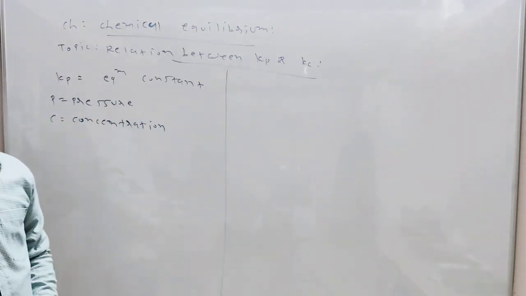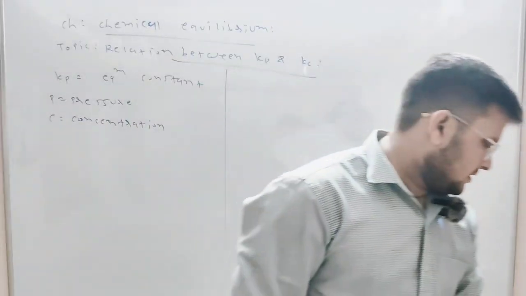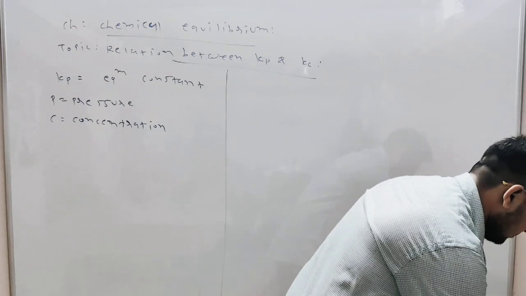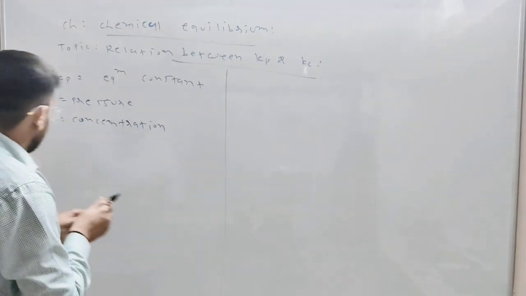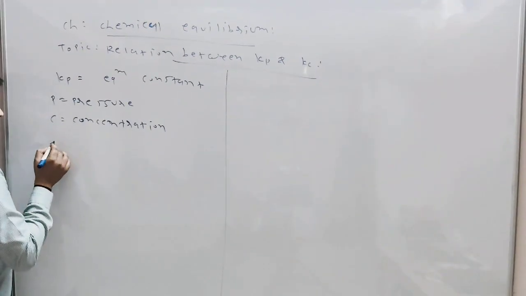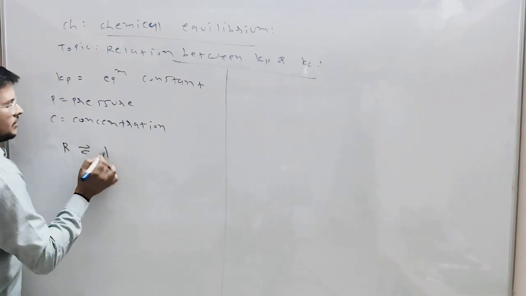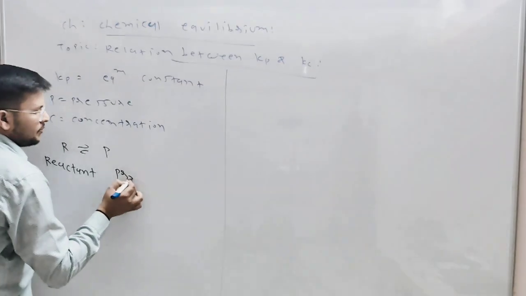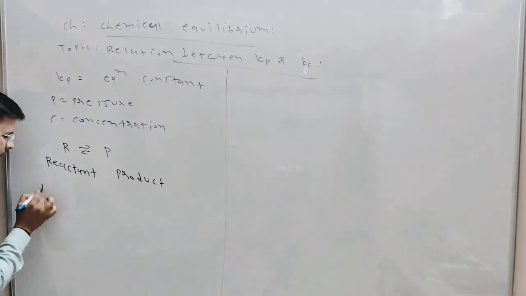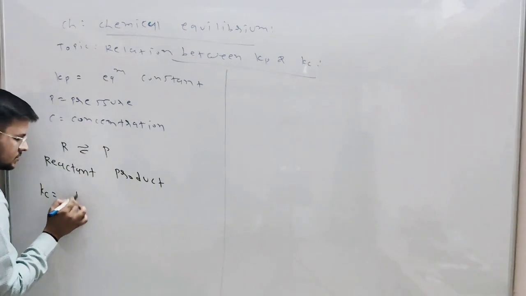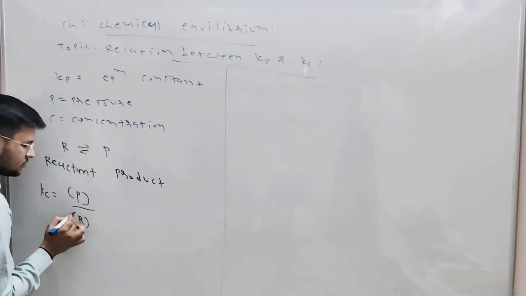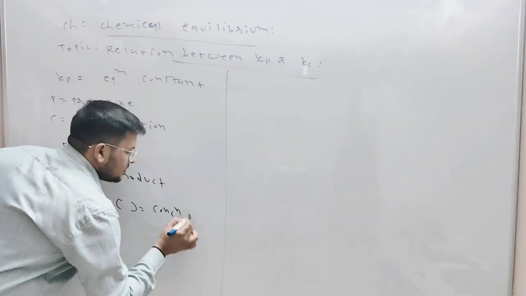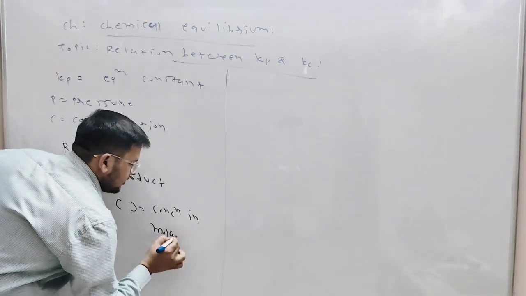Here we will see what is the relation between Kp and Kc. Before that, we see what is Kc, what is Kp. If I write some reaction like R to P, R is called reactant, P is called product. Then we can write Kc is equal to concentration of product by concentration of reactant. This square bracket represents concentration in molarity.